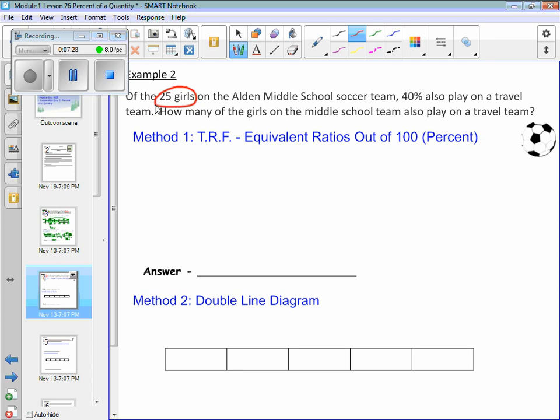Caitlin. Then 40% also play on the travel team. This 40% is a factor. Finally, and it's an important question, what are they asking for? Jay. How many of the girls on the middle school? I'm going to put that in green. Okay, I'm going to take it a step further. I'm going to ask you this. Jay, are they asking for a number or are they asking for a percent?